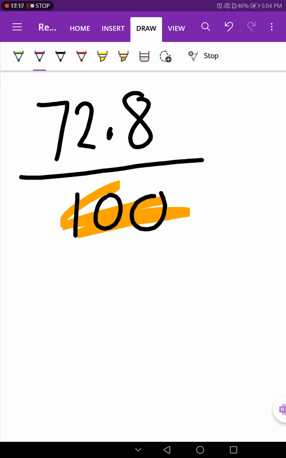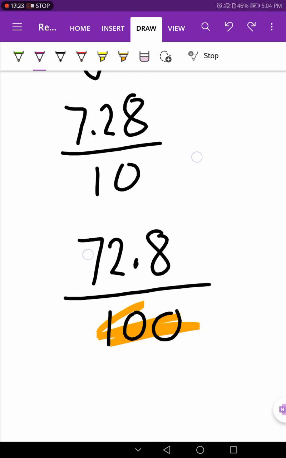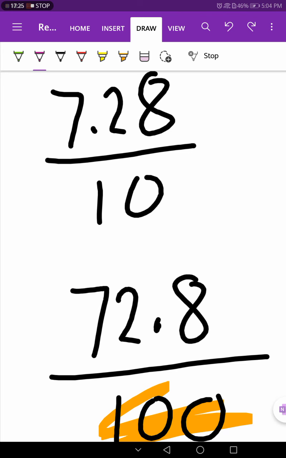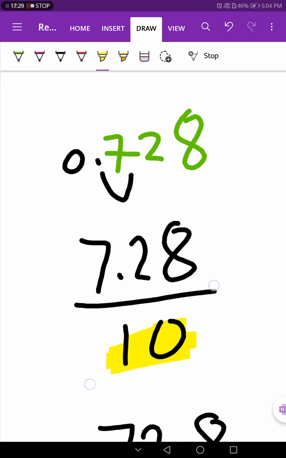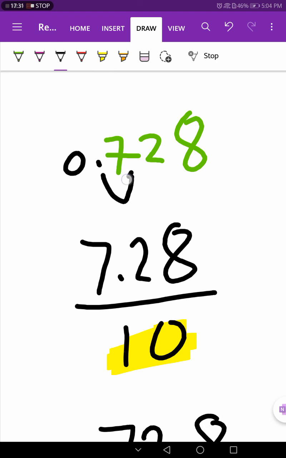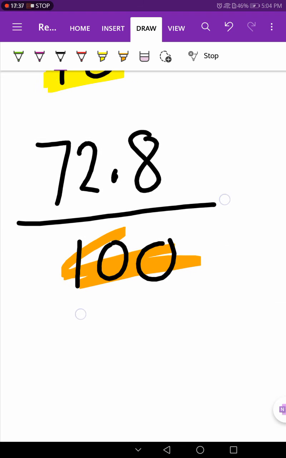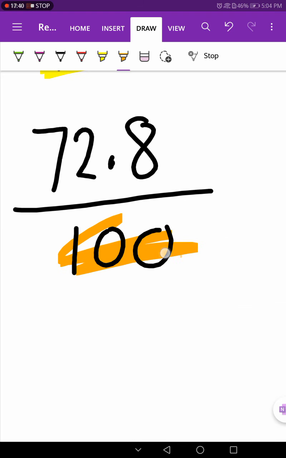We don't need it. Why? Because I get the 100. I'm looking for the 100. Why do I do it like this? Here, over 10, because I move the decimal point one step here. If I move it 2 steps, it will be over 100. And I am looking for the 100.